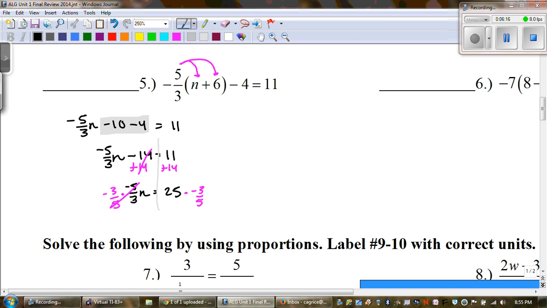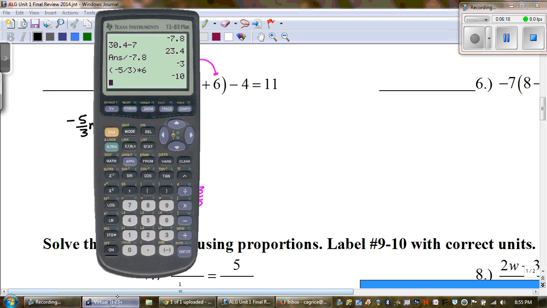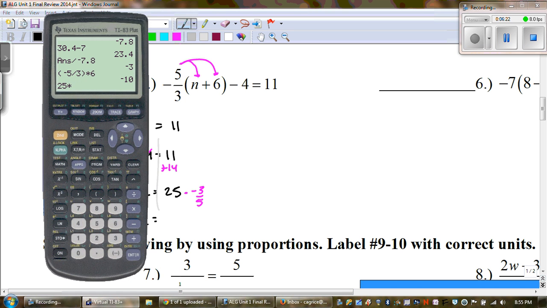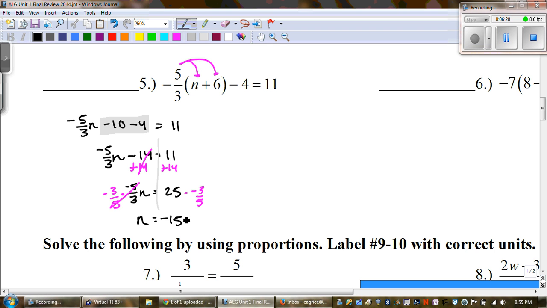Those cancel. We've got 25 times negative 3 over 5, and we get negative 15. So n equals negative 15.